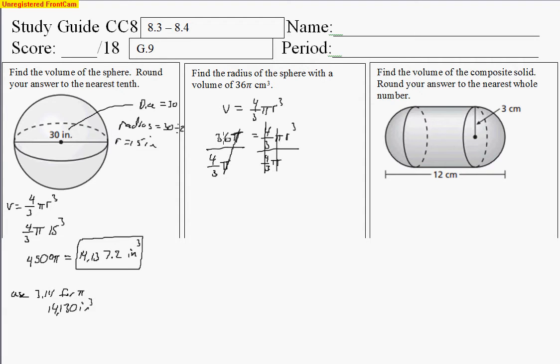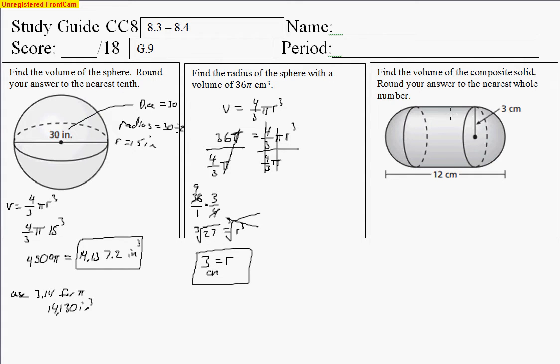36 divided by 4/3 is the same thing as saying 36 over 1 multiplied by the reciprocal. And then I can do some cross-canceling, and multiplying across gives me 27 equals r to the third power. So I take the cubic root of that. Taking the cubic root will cancel out the cube symbol and leave me with 3. So 3 is the radius, and these are in centimeters. And so that would be my answer.